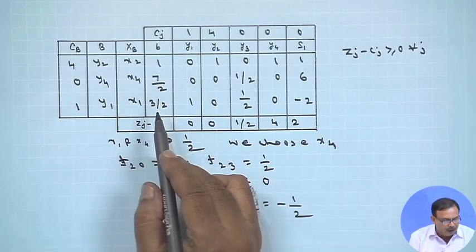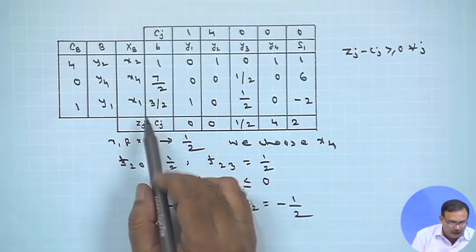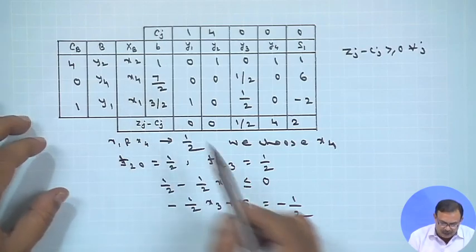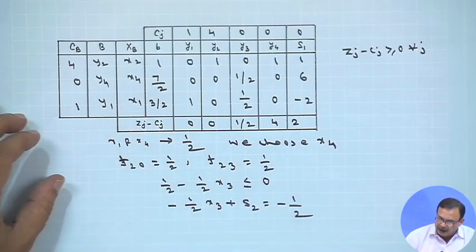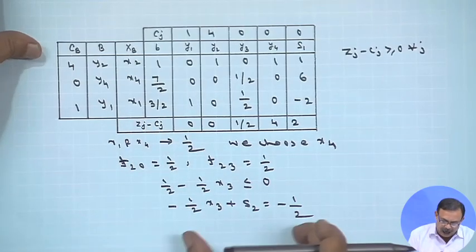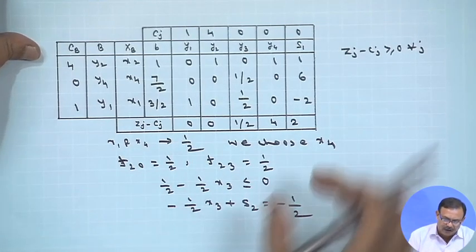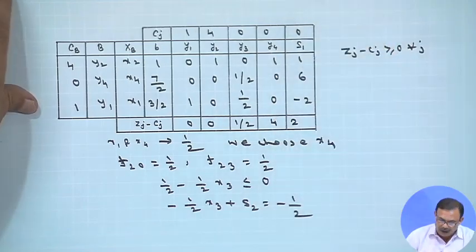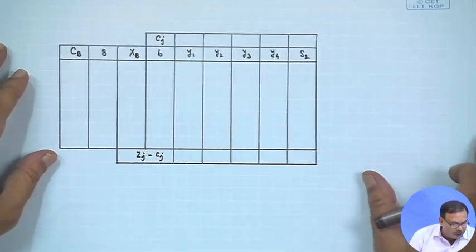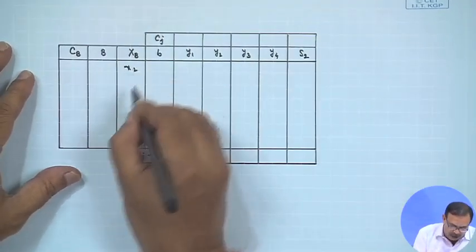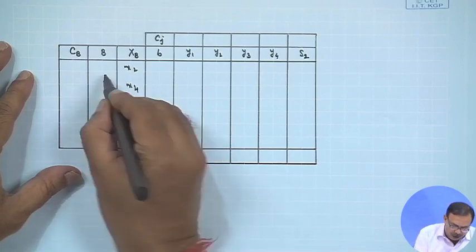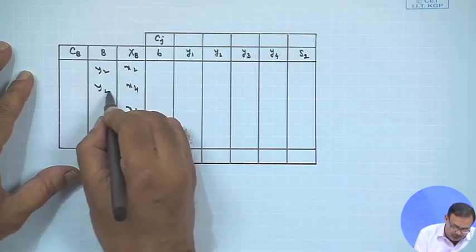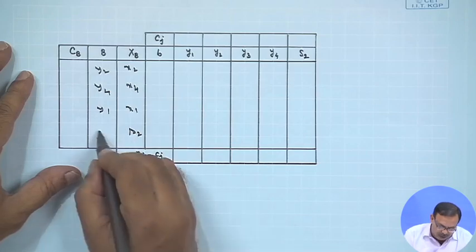Now in the next table, you have 3 variables, and one more slack variable s2 will be added in the basis, and I have to add this constraint. These rows will remain as they are, as we have seen earlier. So now in the next one you have x2, x4, x1 and s2, so this is y2, y4, y1 and y2.